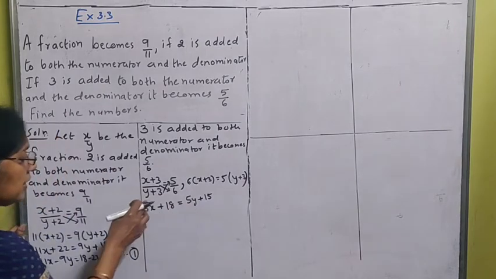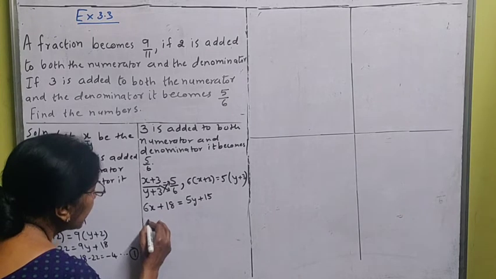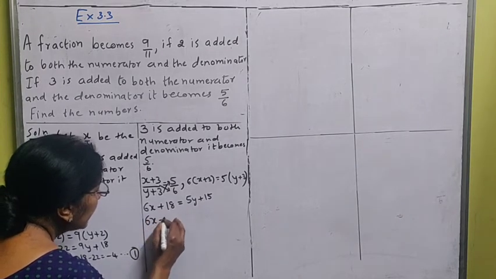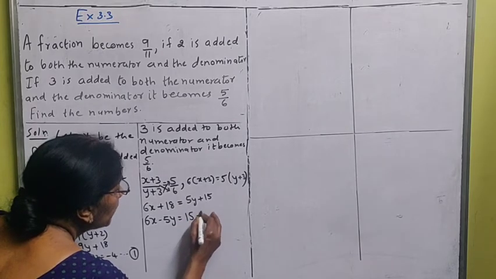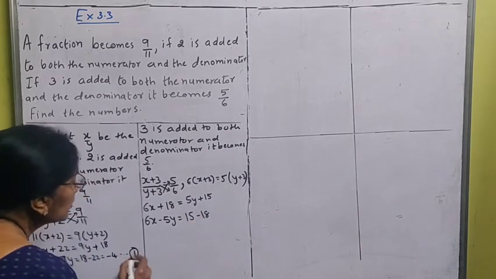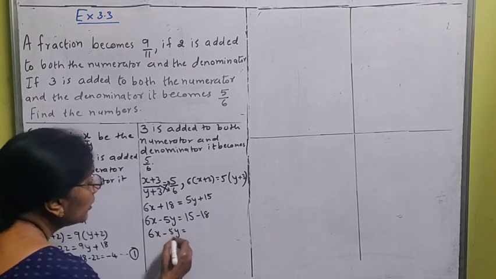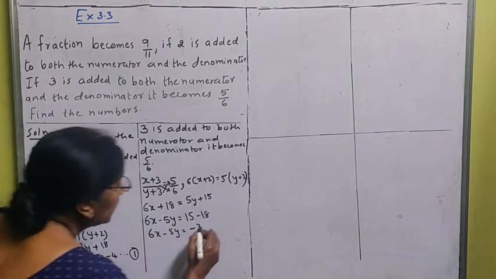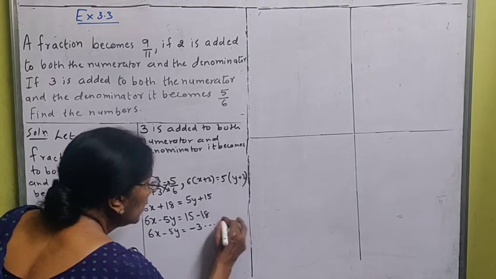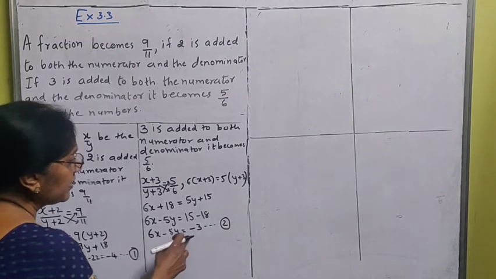So y we will take on the left hand side and 18 we will take on the right hand side. So what shall you get? 6x minus 5y is equal to 15 minus 18, which is minus 3. This is your equation number 2. Now we will compare both the equations. 11x minus 9y is equal to minus 4. 6x minus 5y is equal to minus 3.